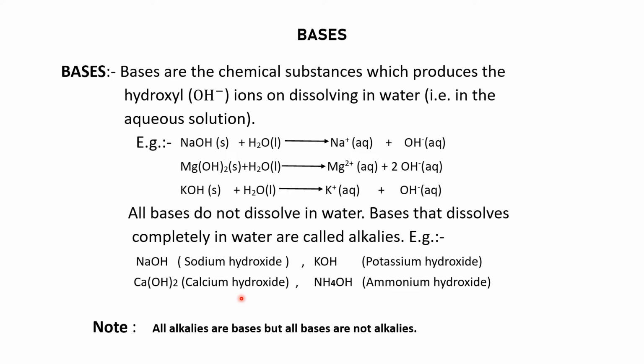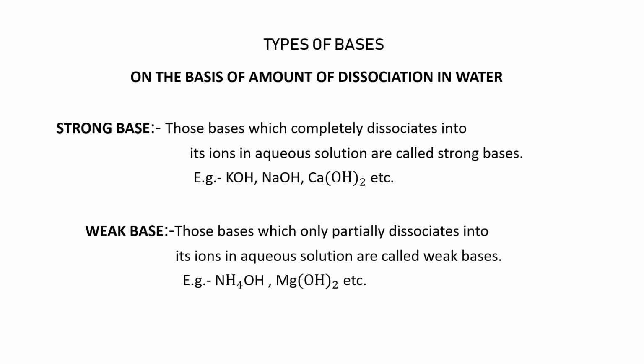Now while we are reading this, let us summarize something very important, that is all alkalis are bases, but all bases are not alkalis. So you have to keep it in mind, all alkalis are bases, but all bases are not alkalis. Now let us go to the classification of bases. On the basis of amount of dissociation in water, the bases are also classified into two types like acids.